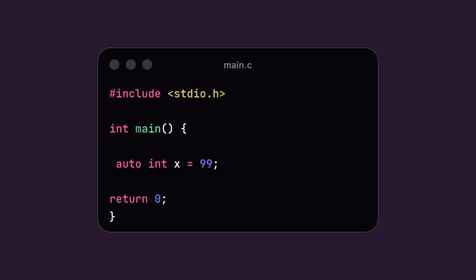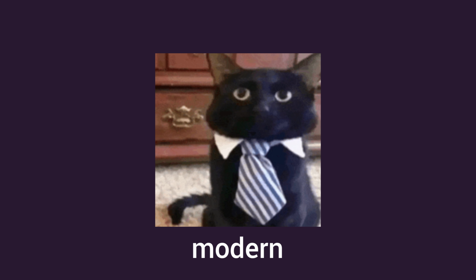The auto keyword can have two meanings. If you write auto in front of the type of the variable, it tells the program that this is a local variable. In modern C++, this is useless because it's already a local variable by default.